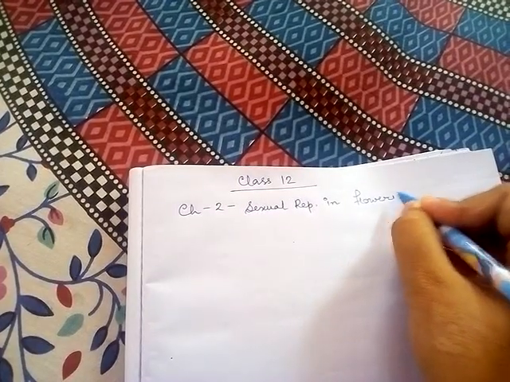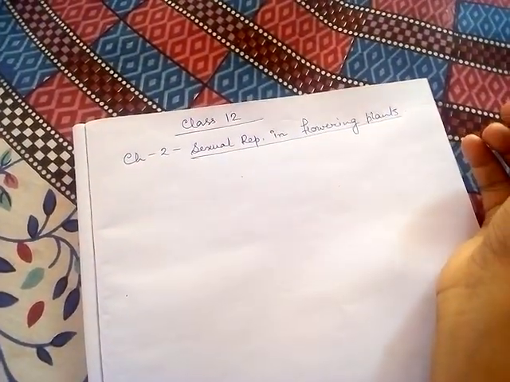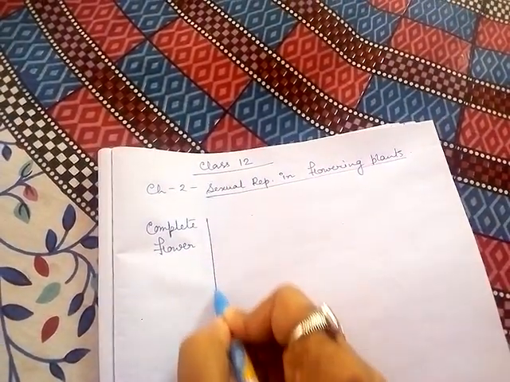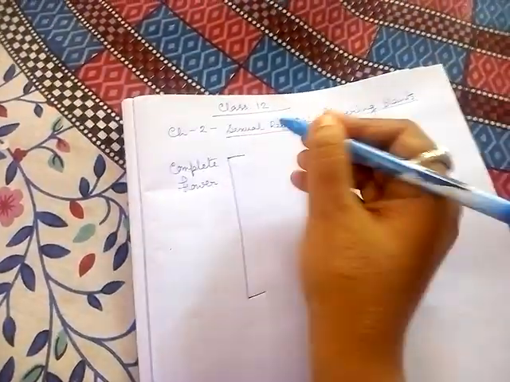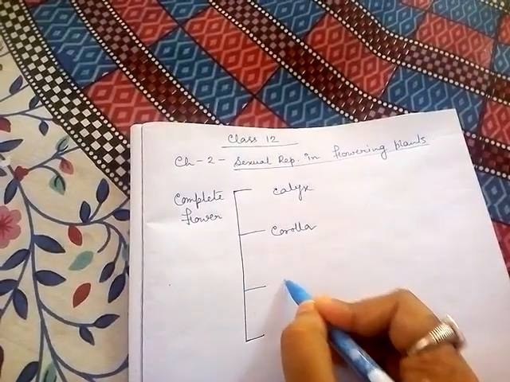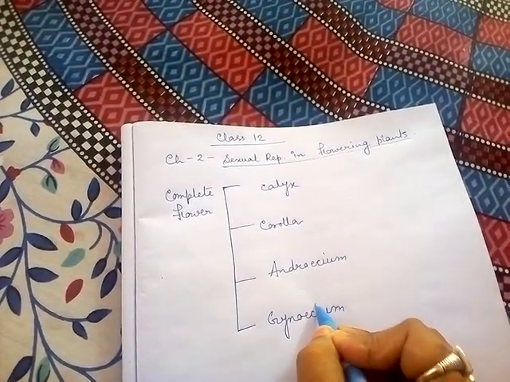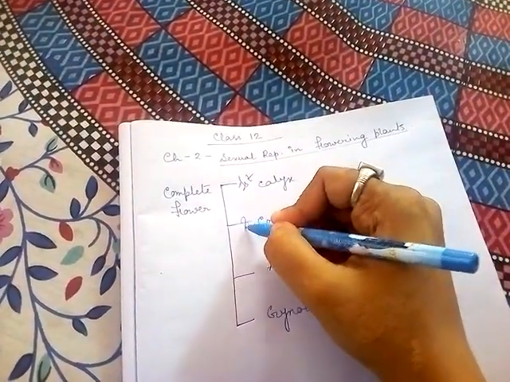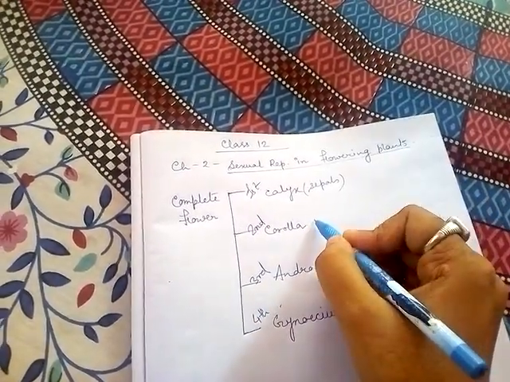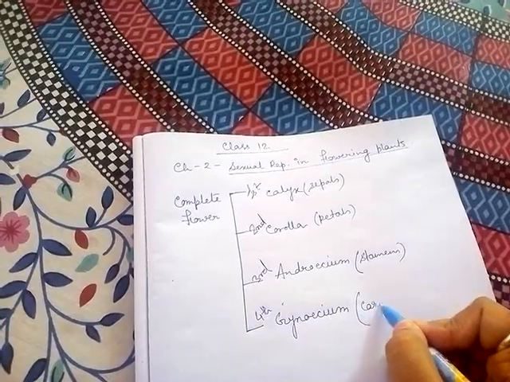Sexual reproduction in flowering plants. We all know that flower is the main sexual reproductive unit of a plant, and a complete flower mainly consists of 4 units: calyx, corolla, androecium, gynoecium. Calyx is the first whorl, corolla second whorl, androecium third whorl, gynoecium fourth whorl. The units of calyx, sepals; units of corolla, petals; units of androecium, stamens; units of gynoecium, carpel.